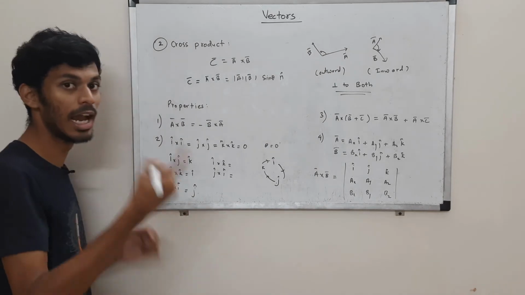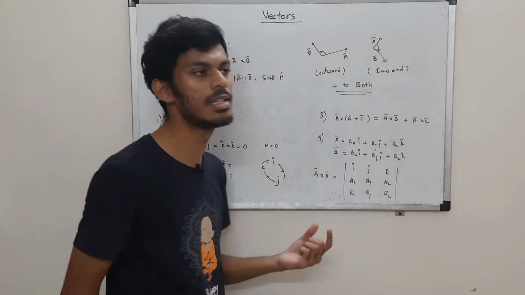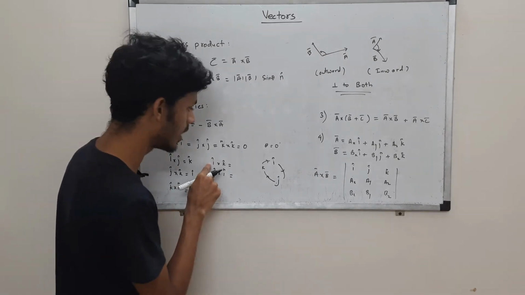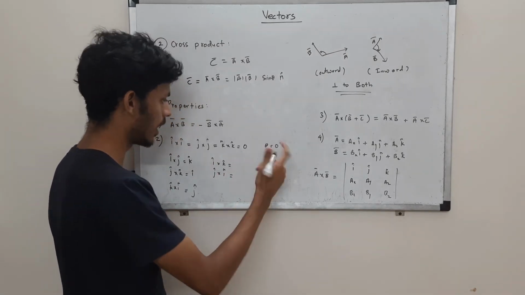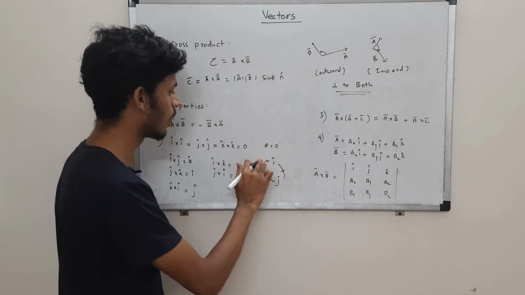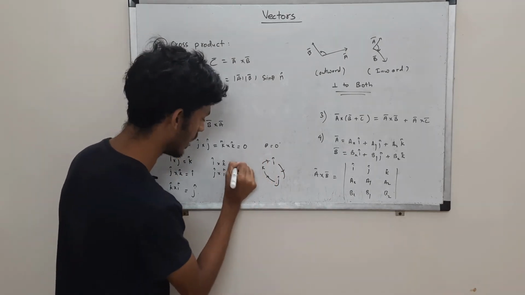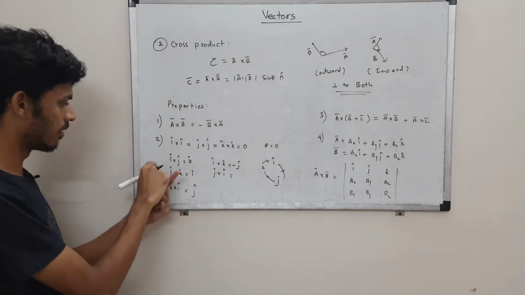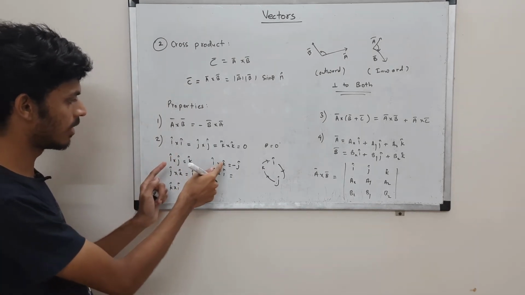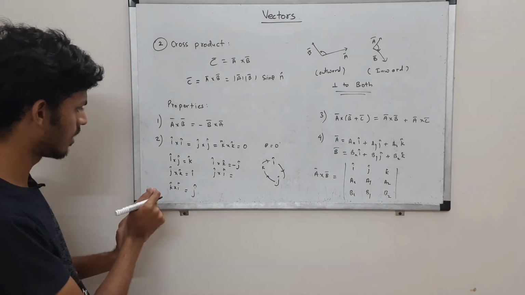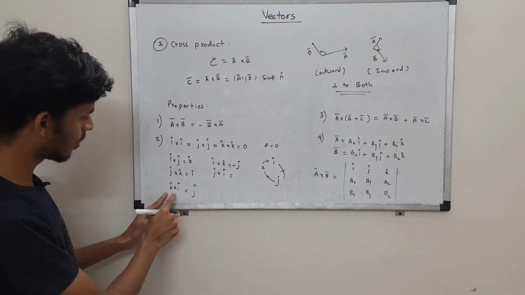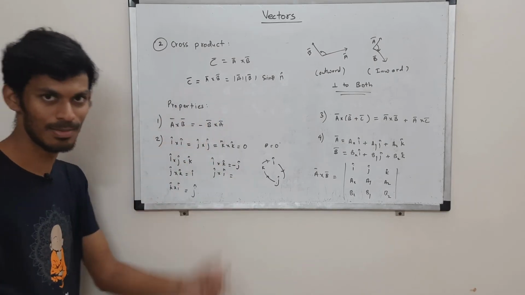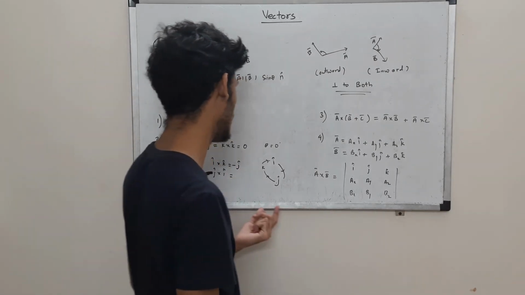So if you are going clockwise, the answers will be positive. If you are going anti-clockwise, the answers will be negative. Like in this case, I to K is anti-clockwise, so the answer will be minus J. It will be J, but with a minus sign. So you can also see I cross J is K, K cross I is J, and I cross K is minus J. A cross B is minus B cross A. So you can also see that from here.